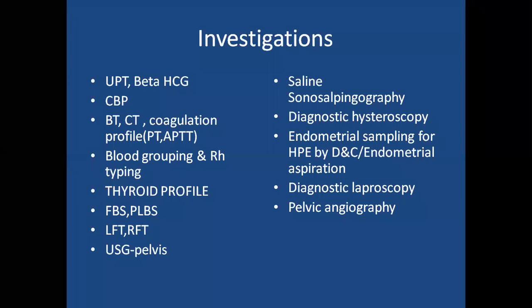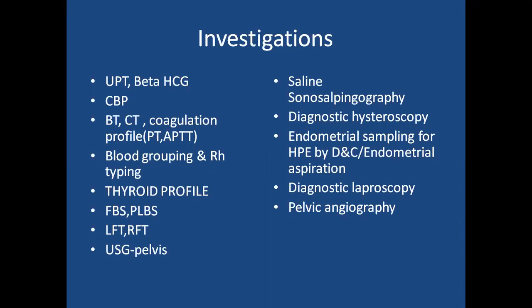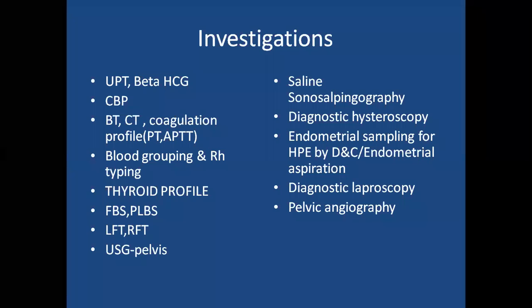Then ultrasound pelvis. Transvaginal sonogram is preferable, because pelvic tumors can be better diagnosed by transvaginal sonogram. Then depending upon the need, saline sonosalpingography, particularly to differentiate between endometrial hyperplasia and polyps. This will help. Then diagnostic hysteroscopy is the gold standard for postmenopausal bleeding. Under visualization, you will take the biopsy from the suspected sites.